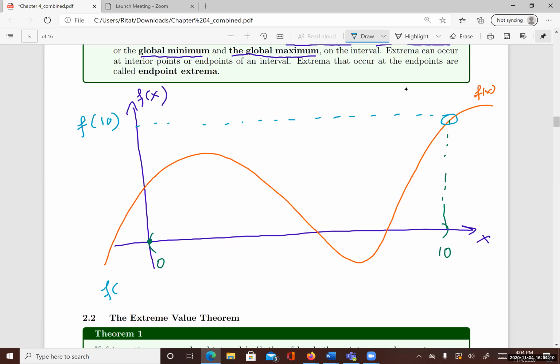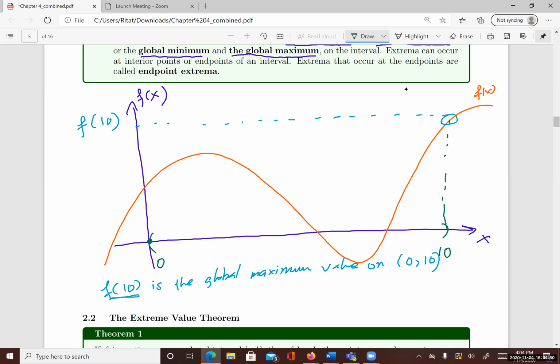So let's say f of 10 is the global maximum value. Well, I have to put a question mark there because I'm not sure. First, f of 10 is not defined in the open interval that we're looking at, on 0 and 10. f of 10 is not defined because 10 is not included.